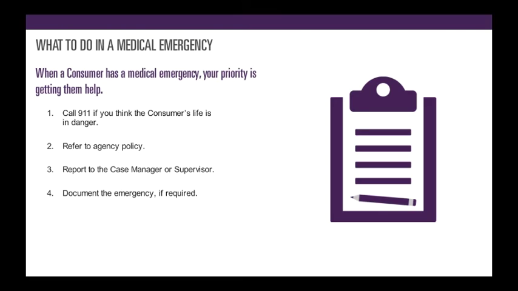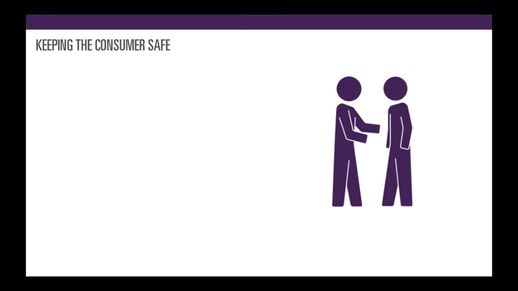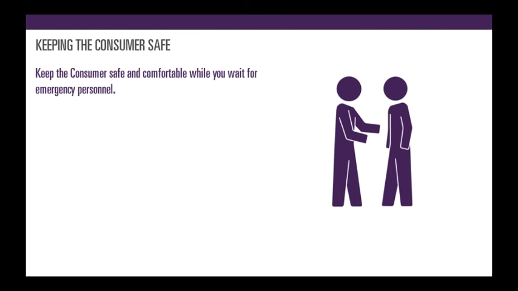In addition to reporting the incident to the case manager or supervisor, know ahead of time if you are expected to contact the consumer's emergency contact. You may need to contact the consumer's guardian, family, or friends. Look for contact information in the consumer's emergency action plan or care plan. After you call 911, there are some things you can do to keep the consumer safe and as comfortable as possible while you wait for emergency personnel.